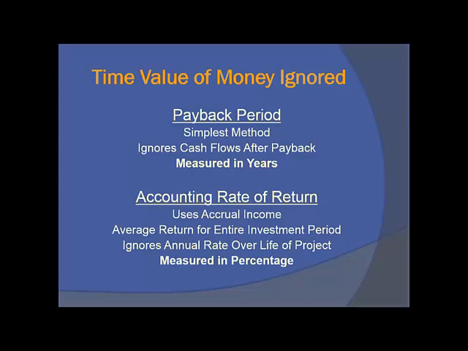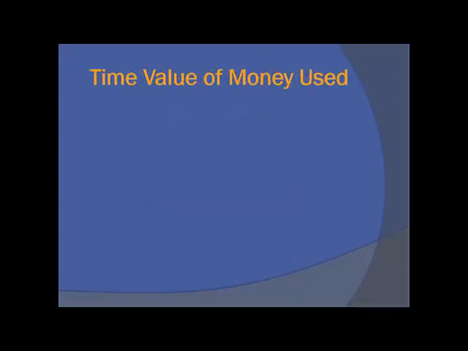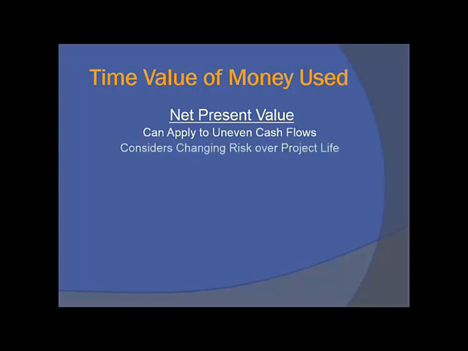So these two tools that ignore the time value of money, they have benefits. They also have some limitations. Now the tools used when you do use the time value of money, the net present value, you are able to apply this to uneven cash flows. If it's an even cash flow, you can use the simplified method, the annuity table, but if they're uneven, you can calculate the net present value using the present value of one table. It does consider changing risk over the project life, but the comparison is limited with uneven project values, and the measurement is in dollars.